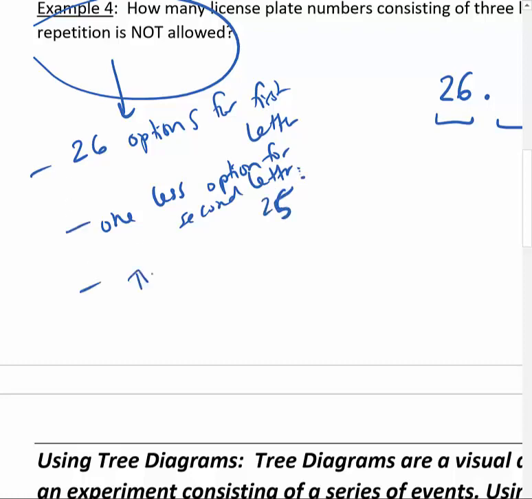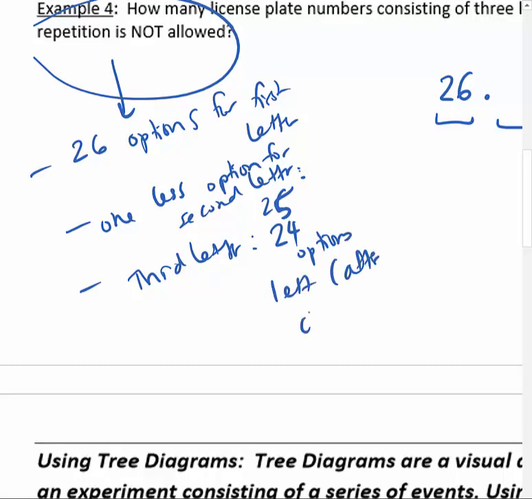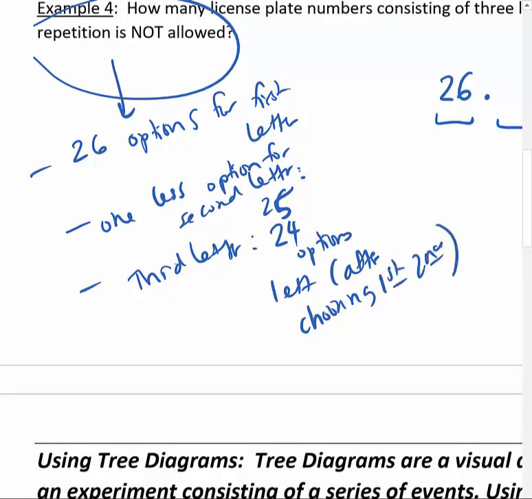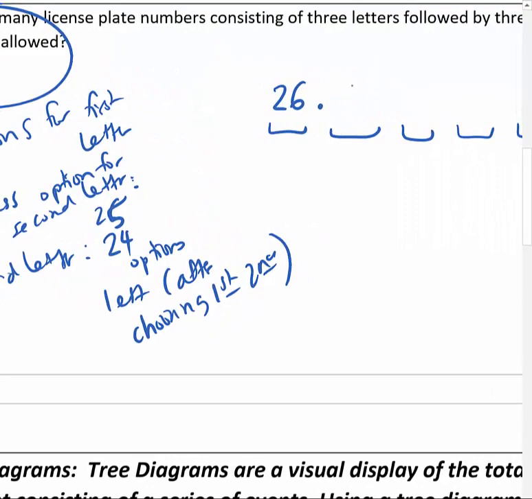Alright, and then for the third letter, I can't choose the letter I chose for the first one or the second one, so there are only 24 options left after choosing the first and the second letters. So it'd be 26 times 25 times 24.